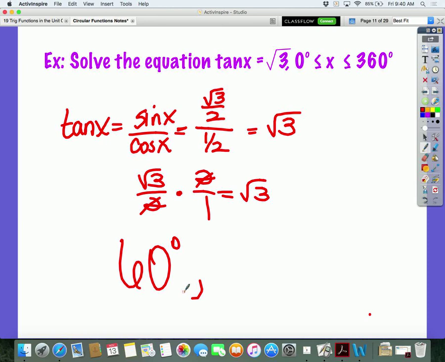There's also another spot where tangent is going to be the square root of 3. It corresponds to the 60. 240. Because at 240 degrees, sine is negative and cosine is also negative. So when you divide two negatives, they make a positive. Questions? Yes? Do we not have to find the negative? Because we're between 0 and 360 degrees.